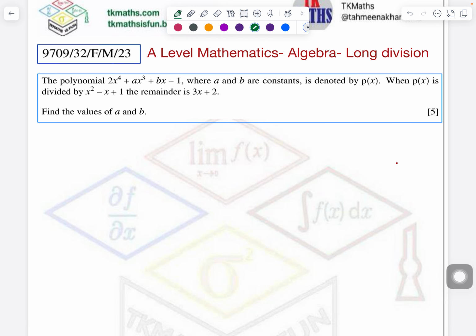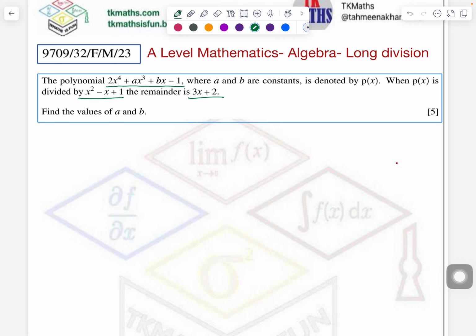The polynomial given to you is 2x⁴ + ax³ + bx − 1, where a and b are constants. It is denoted by the function p(x). When the function is divided by x² − x + 1, the remainder is 3x + 2.